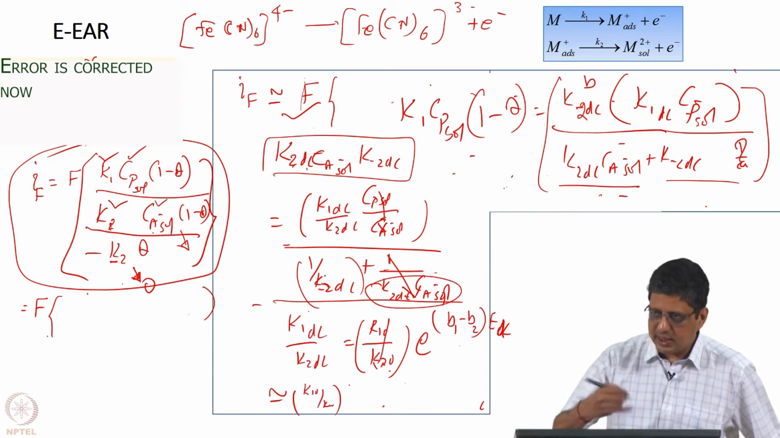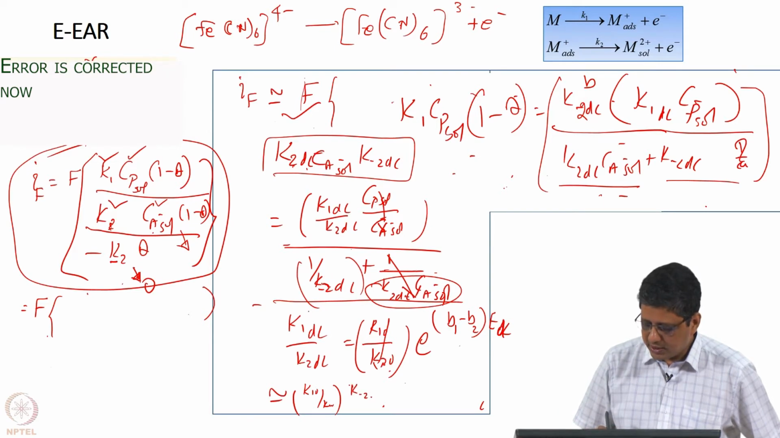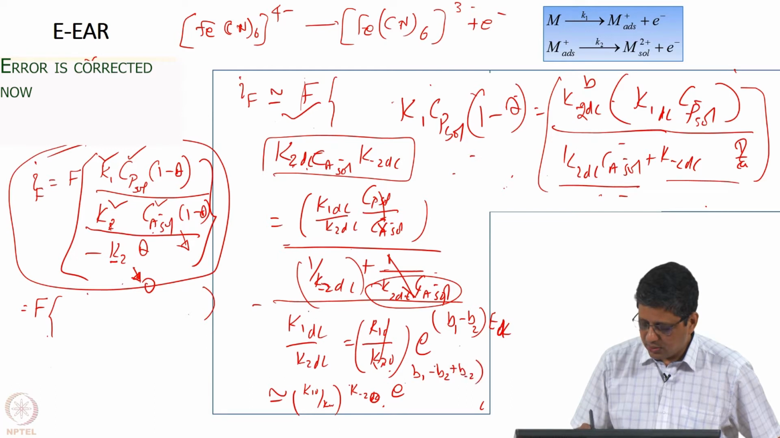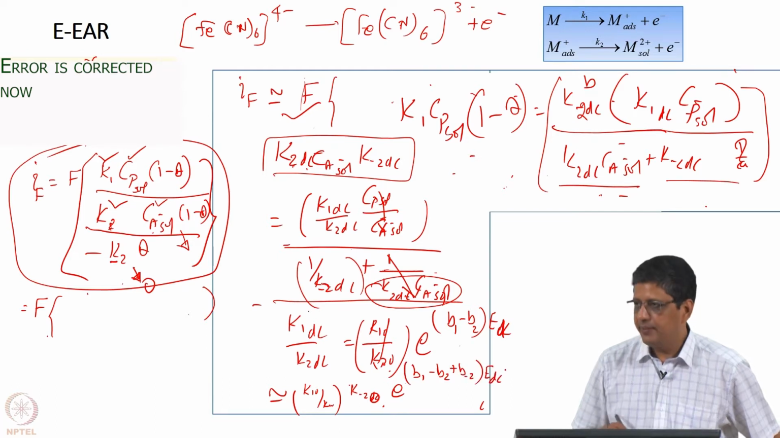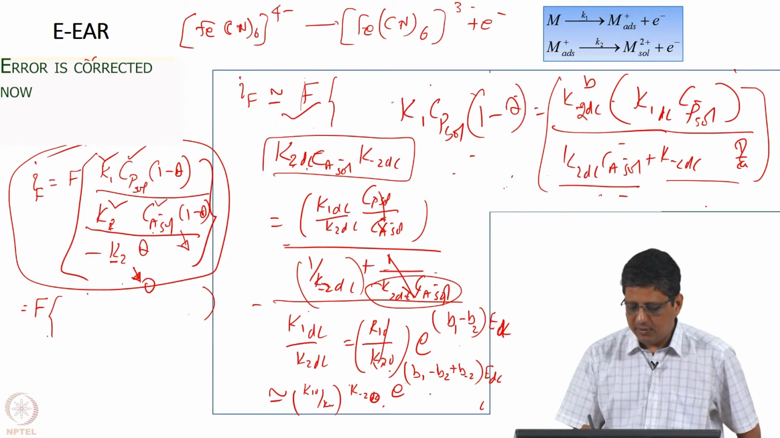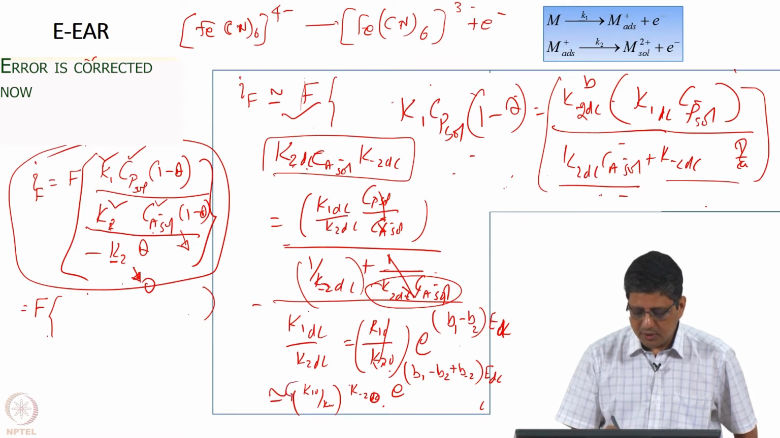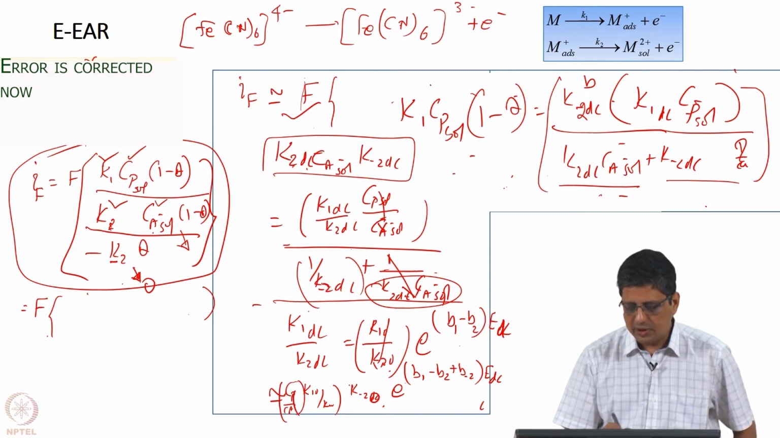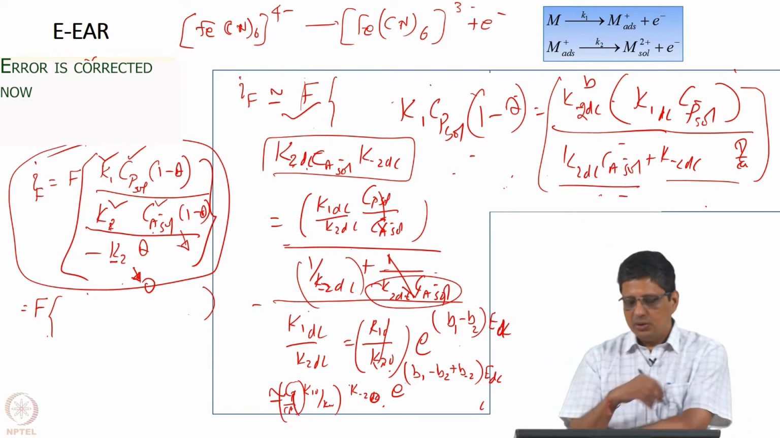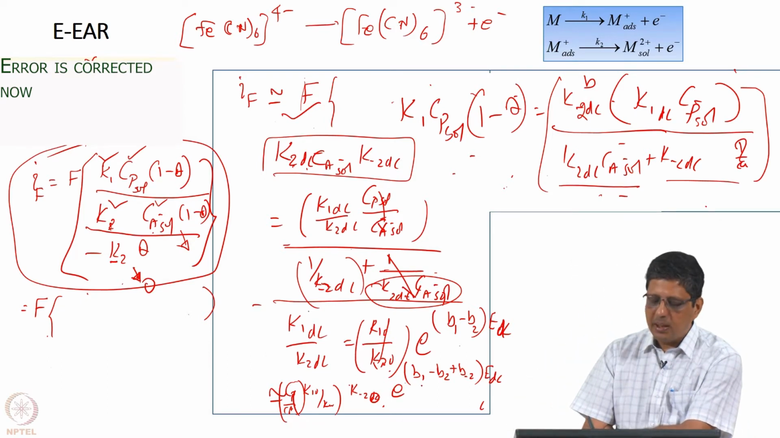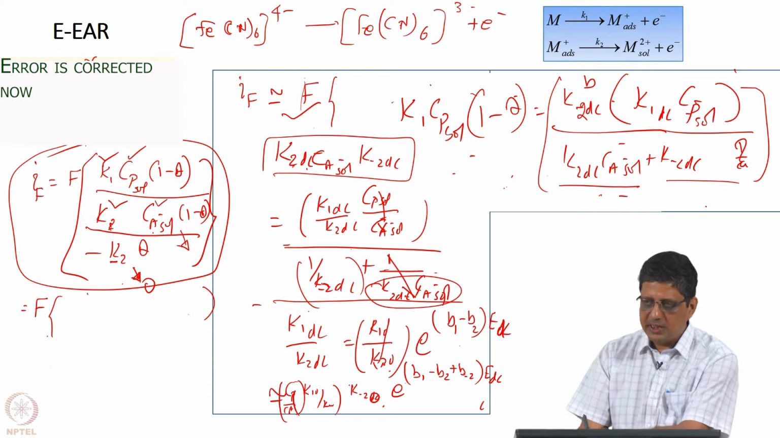This k minus 2 dc comes to the numerator: k minus 2 0 e power b 1 minus b 2 plus b minus 2 e dc. Of course, I am leaving out the other terms, Cp solution, Ca solution, etc. I should write them down. So, this is approximately equal to e power b 1 minus b 2 plus b minus 2. Remember, b minus 2 is negative, b 2 is positive, b 1 is positive.